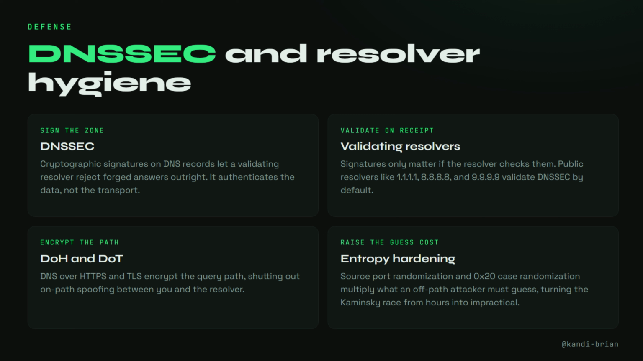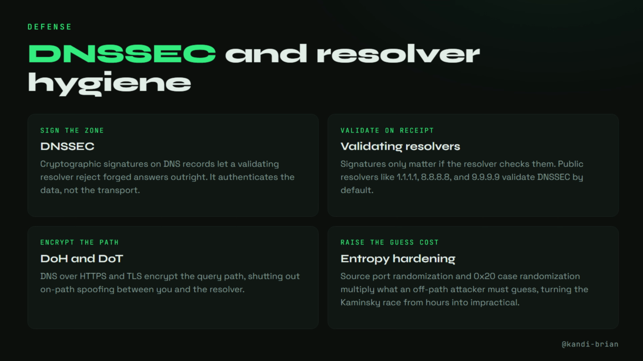Signatures only matter if someone validates them, so use resolvers that do. The major public resolvers 1.1.1.1 and 8.8.8.8 and 9.9.9.9 all validate DNSSEC by default. Encrypt the query path with DNS over HTTPS or DNS over TLS, which shuts out on-path spoofing between you and your resolver. And the post-Kaminsky hardening is worth knowing for your exams.